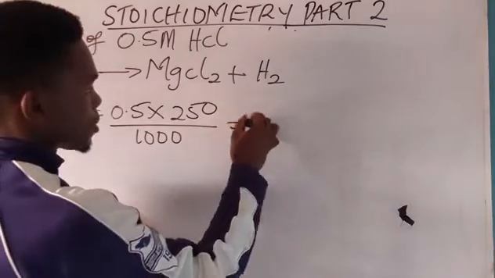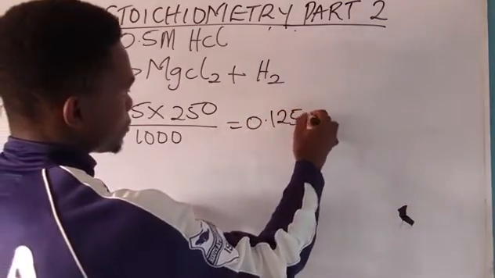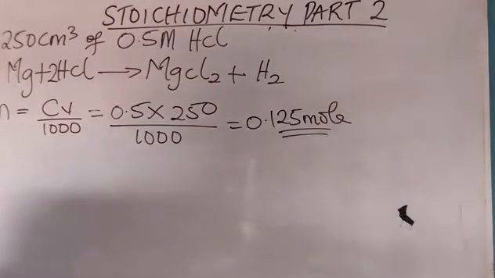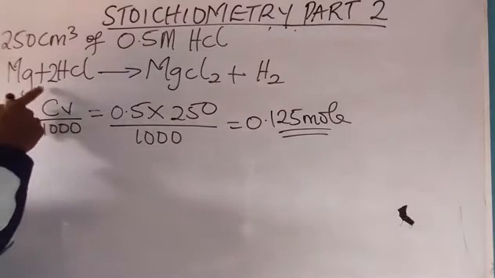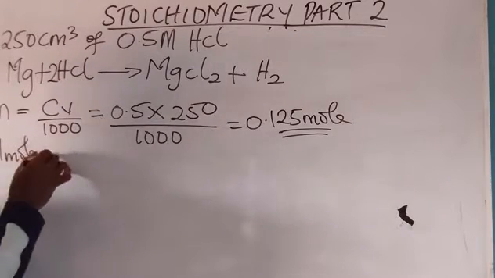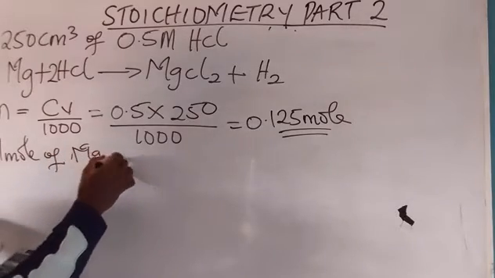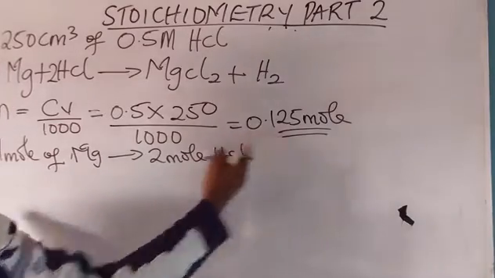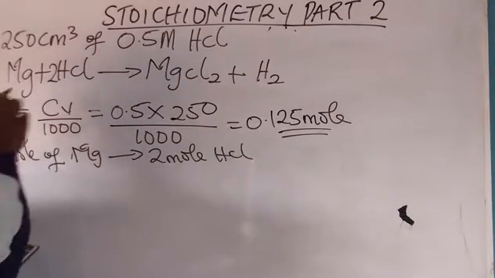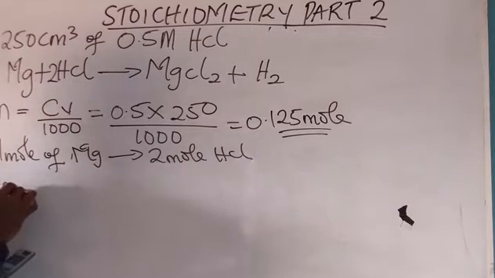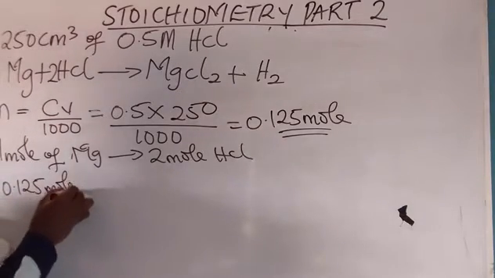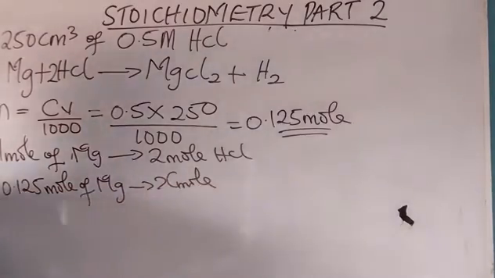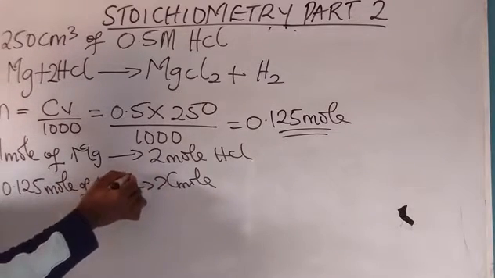I will have 0.125 mole. What is the next thing? It means that from the reaction, 1 mole of magnesium reacts with 2 moles of HCl. Then how many moles of magnesium will 0.125 mole of HCl produce? X mole. So we'll cross multiply as usual.